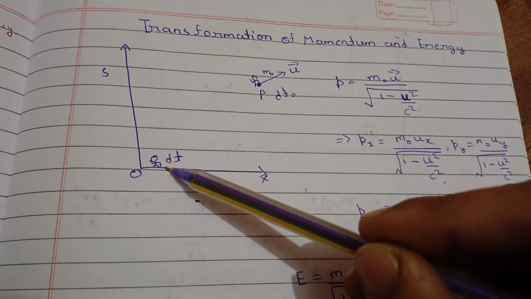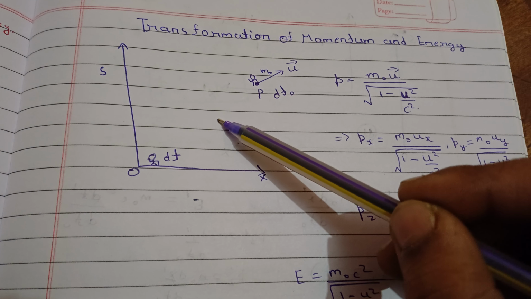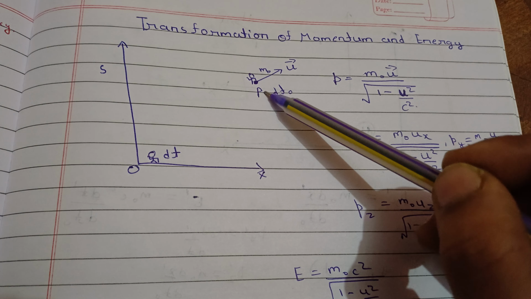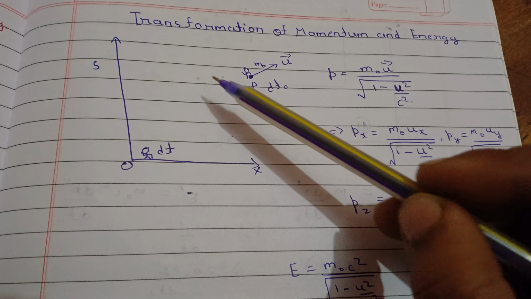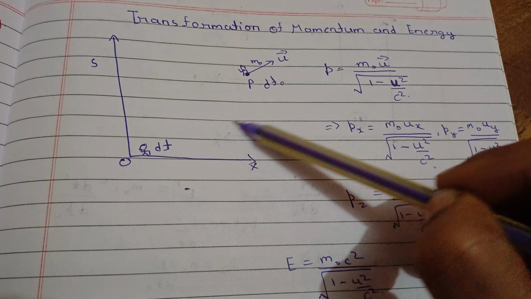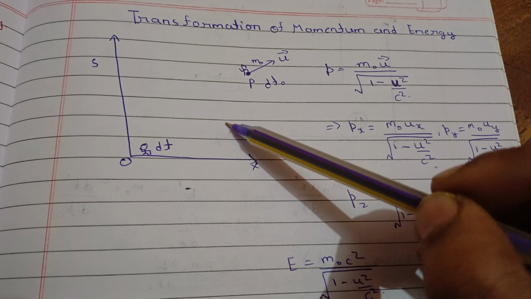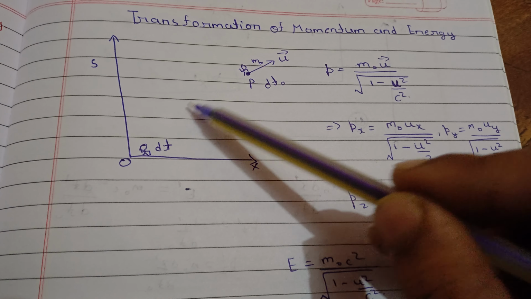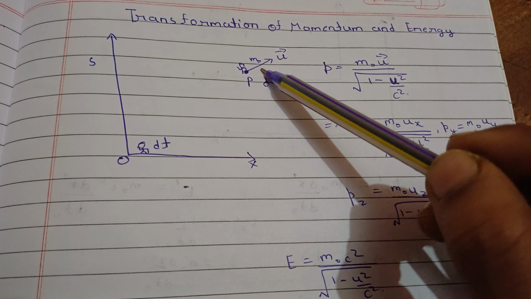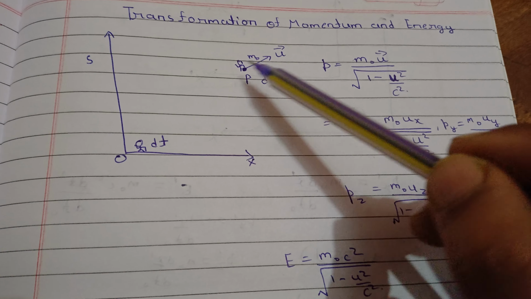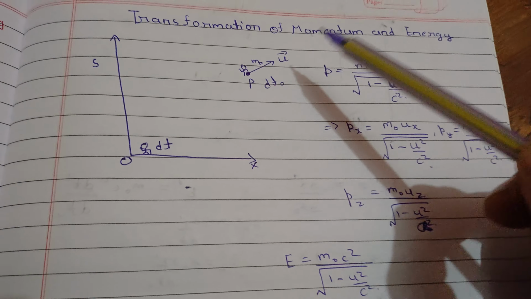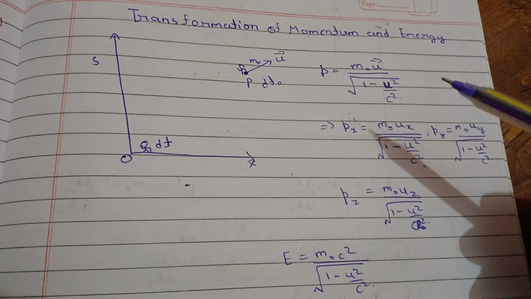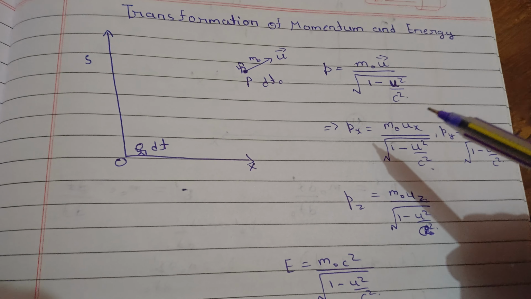If we get the momentum or the energy in terms of this time, then we can relate it to any frame and calculate the momentum and energy in that frame, because we will be using this time, and this time will be constant in all the frames because it is the original time.